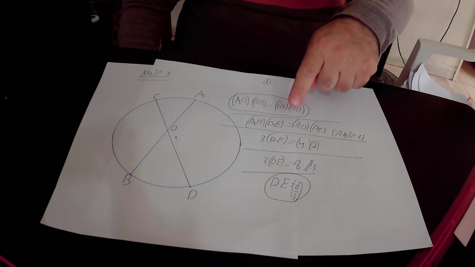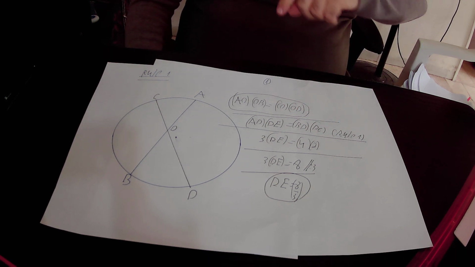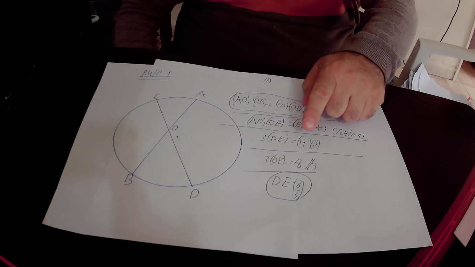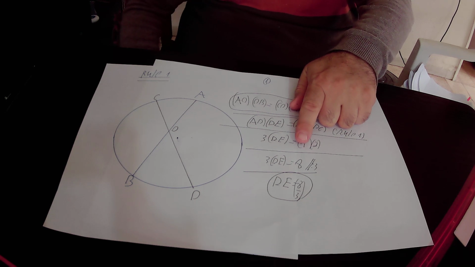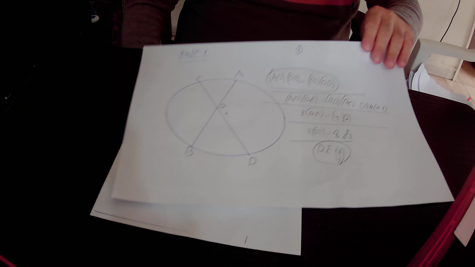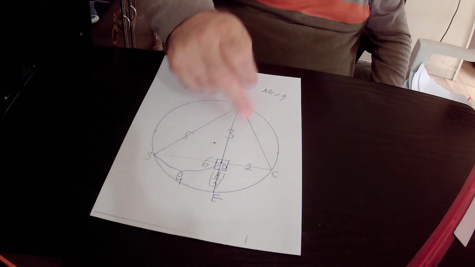AD is 3, DE is the missing line segment, BD is 4, and DC is 2. So 3 times DE equals 4 times 2, that is 8. 3 times DE equals 8. We divided this equation by 3 and found out that DE equals 8 over 3 units.